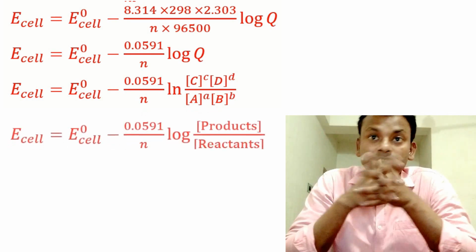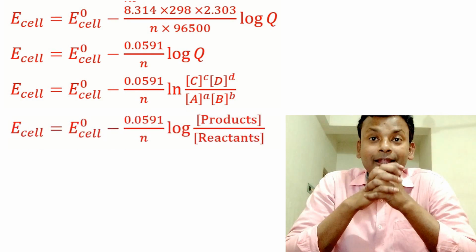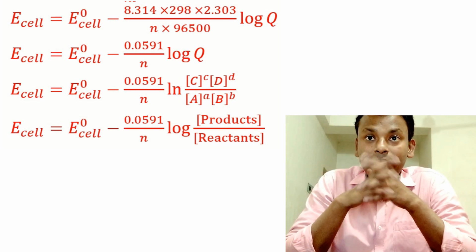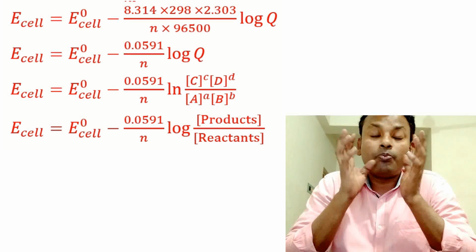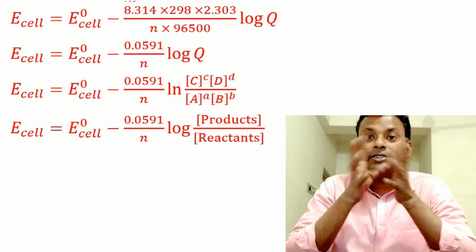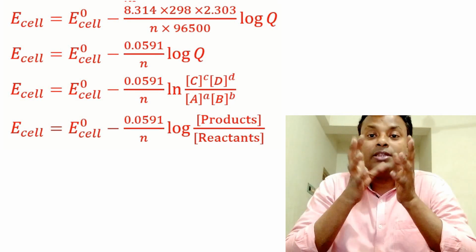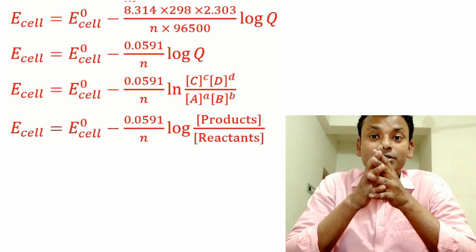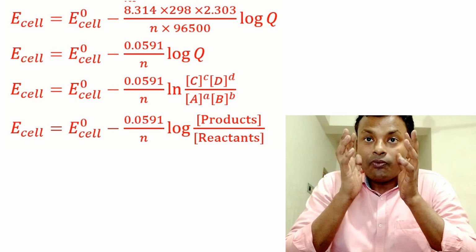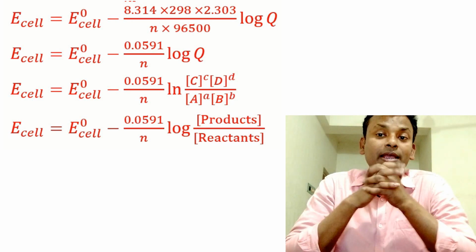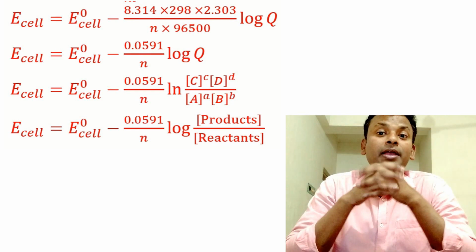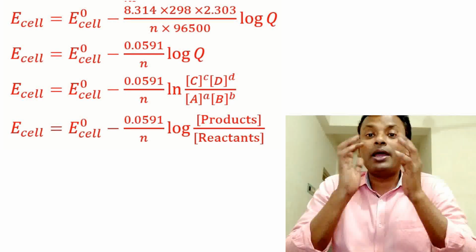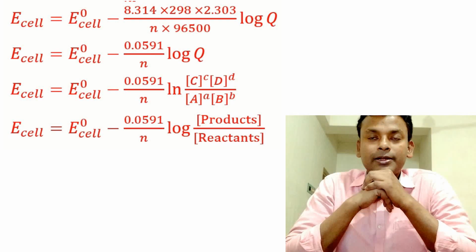The Nernst equation is E cell equals E0 cell minus 0.0591 by n log product by reactant. This is the final equation. Remember this equation: E cell equals E0 cell minus 0.0591 by n log product by reactants, meaning log of concentration of products by concentration of reactants.